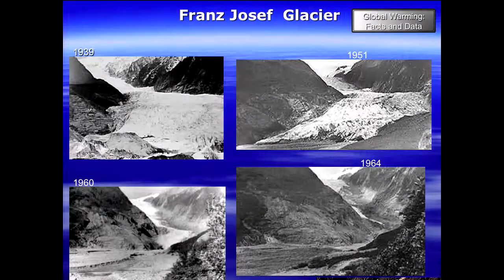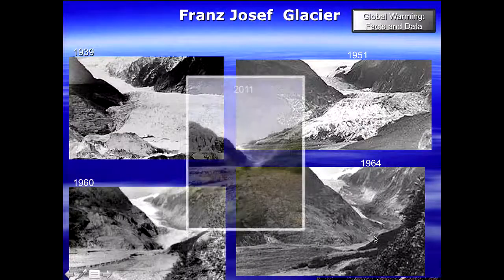Franz Josef Glacier. When I came there, I had to hike for about an hour just to get up to the glacier. There was a point where they said, this is the beginning of the glacier, but there were ferns, plants, so you had to hike to get up to Franz Josef Glacier. It is retreating visibly year after year. And here it is today.